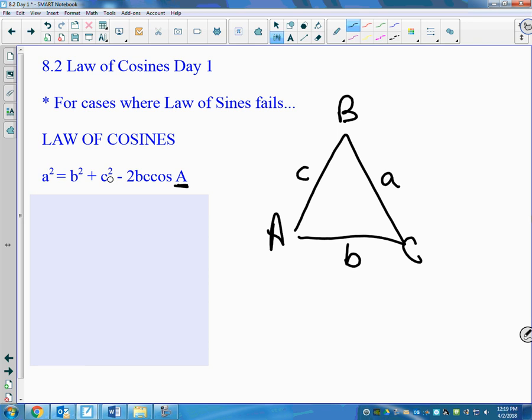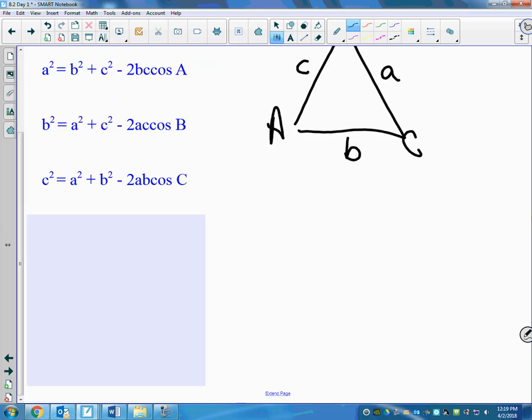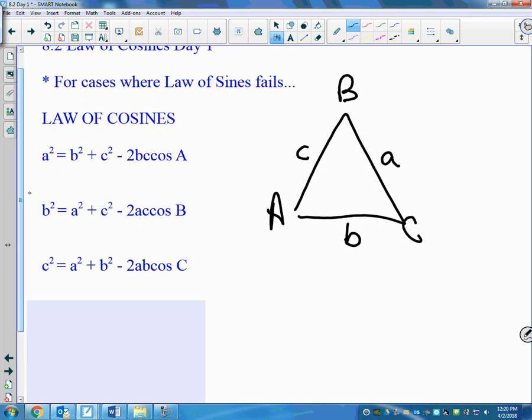So you could actually do this with any of the sides. So this one's with a squared. What if I started it with b squared? Well, if it was b squared, then the other two would be a squared plus c squared minus 2ac, and now it's cosine of b. And so then the last option could be c squared, where c squared equals a squared plus b squared minus 2ab cosine of c. All right? And so you need to know that.